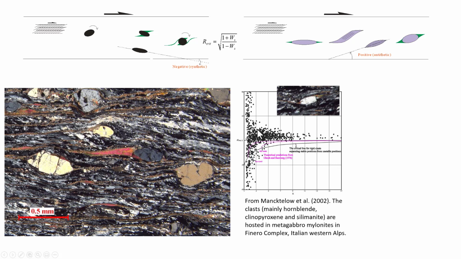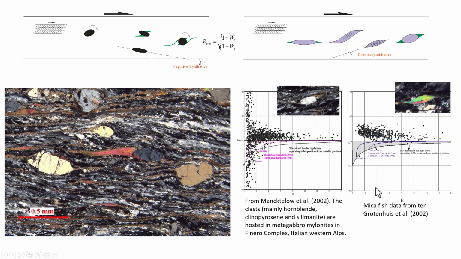So the positive angle here means antithetic. Most of these porphyry clasts are antithetic. Mica fish in mylonites are almost entirely in the antithetic orientation. So there is a major discrepancy between theoretical predictions and the natural observations.